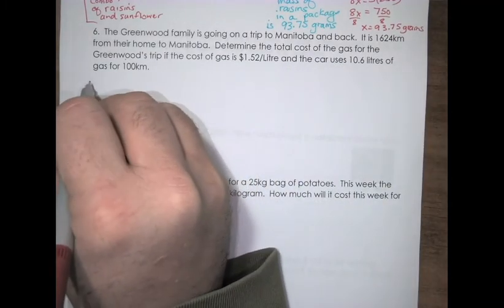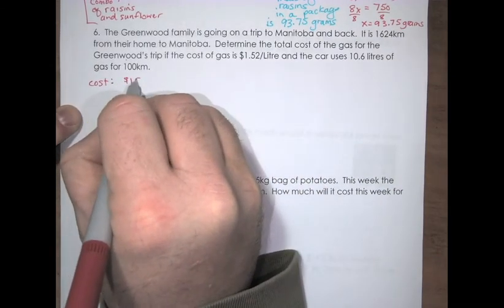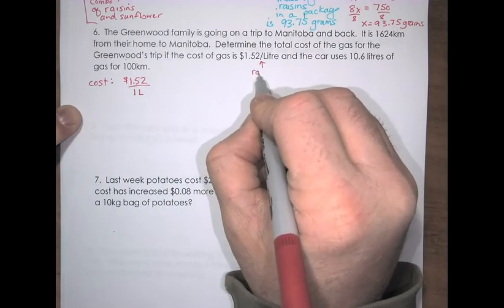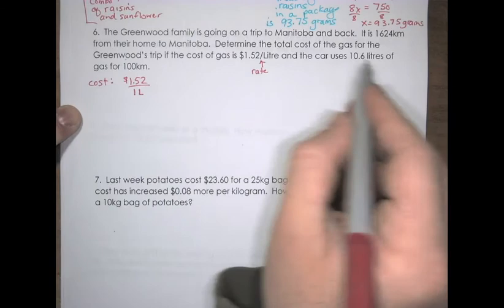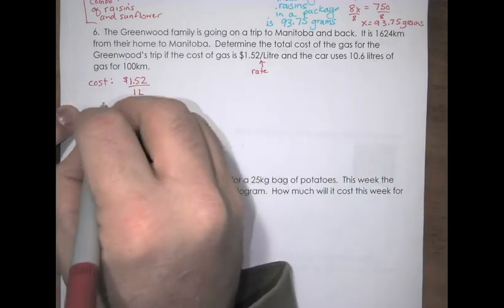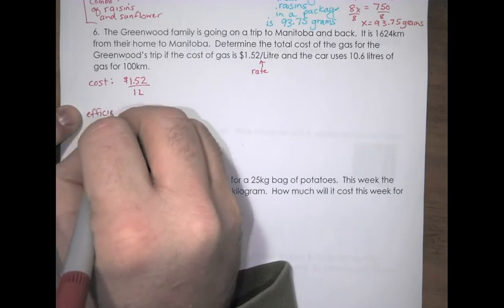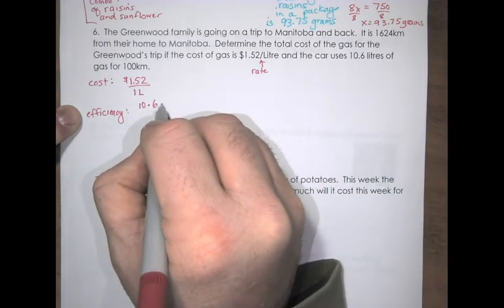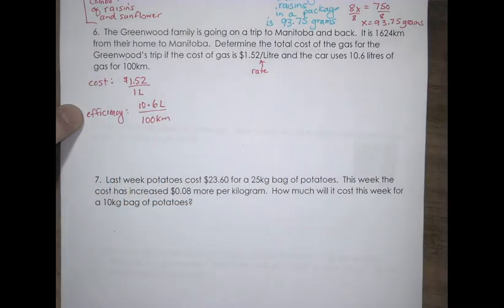But we know a few things here. We know the cost, so one proportion is $1.52 per 1 liter. So this is what we call a rate. So it's per one quantity. And we have another fraction, which is efficiency. I know that I use 10.6 liters per 100 kilometers. Okay, so there's the second part.